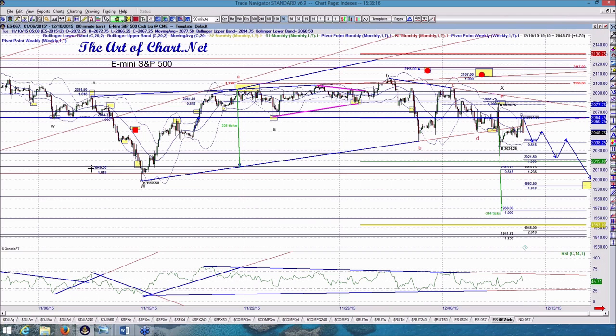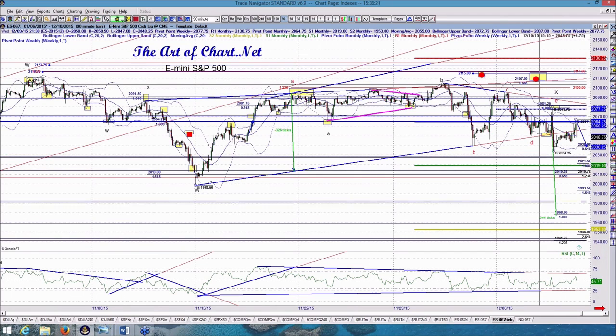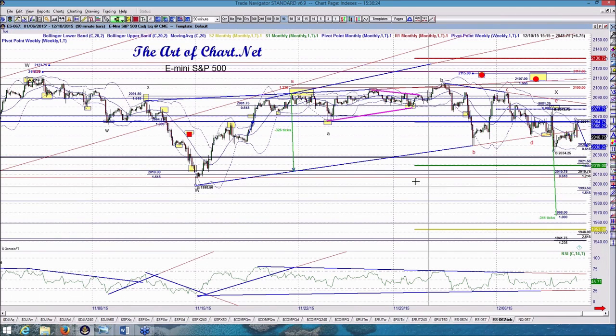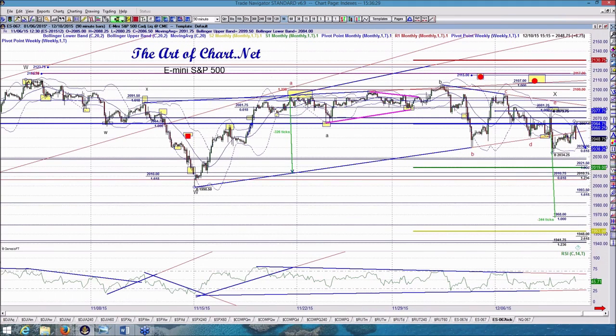So we have a three-wave move, and let me just summarize, okay? So on a larger scale, we have a WXY to 1968, right? Okay, so that's the largest scale. We have here, just to form the W, a three-wave move, okay? Just to form this W, we have a three-wave move. Just to form this sequence here, we have a three-wave move, A, B, C. Okay. By the way, I could get more finite.